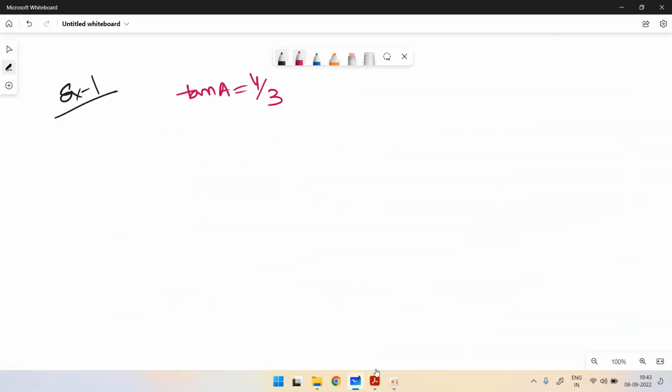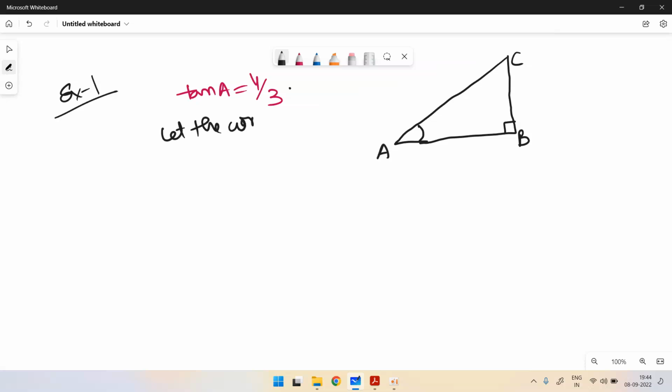So this is tan A, where the angle is A. I'm supposing this is my angle A, I'm taking this to be angle B, and this to be angle C, and this is 90 degrees. And tan A is given to be 4 by 3. So let the common ratio of sides be k. I'm supposing my side is k.